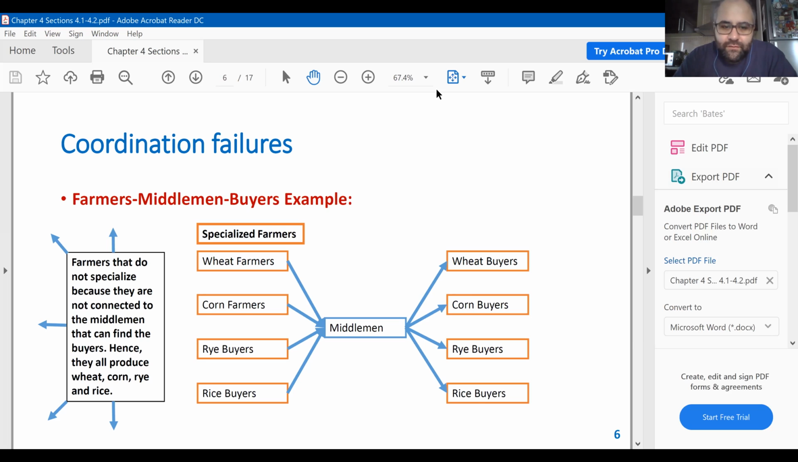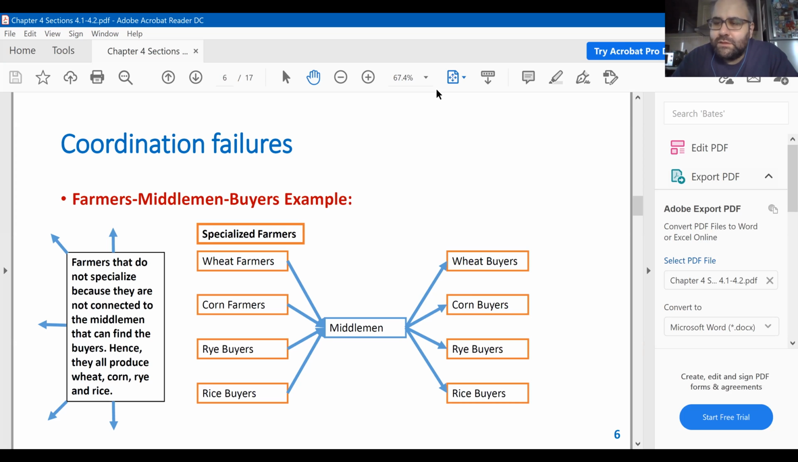Okay. Now, if they are connected, then they can specialize. If they remain not connected through the middleman or through their other ties, other technologies of matching, they will not specialize. Why? Because if they cannot sell wheat, maybe they can sell the rice. So they produce then a large set of products, including corn, let's say maize, rye, and wheat, and they can sell however they can sell.